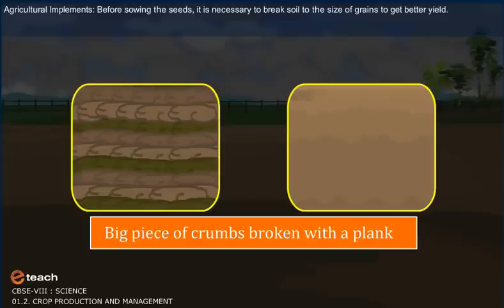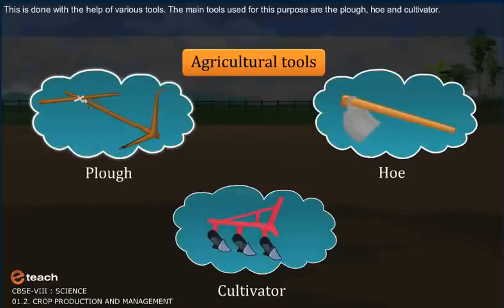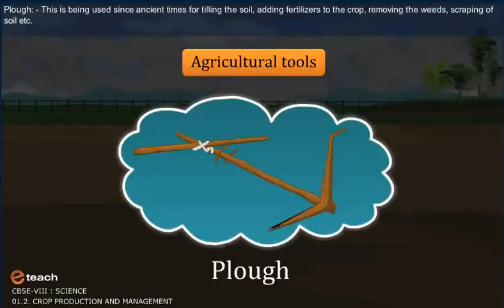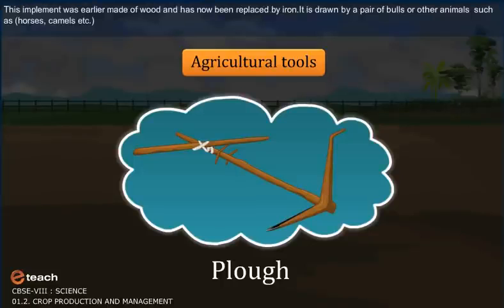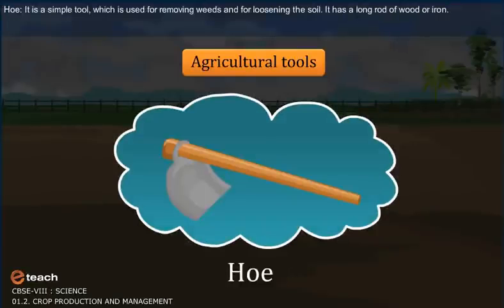Agricultural implements. Before sowing the seed, it is necessary to break the soil to the size of grains to get better yield. This is done with the help of various tools. The main tools used for this purpose are the plough, hoe and cultivator. Plough. This has been used since ancient times for tilling the soil, adding fertilizers to the crop, removing the weeds, scraping of soil, etc. This implement, earlier made of wood, has now been replaced by iron. It is drawn by a pair of bulls or other animals such as horses, camels, etc.